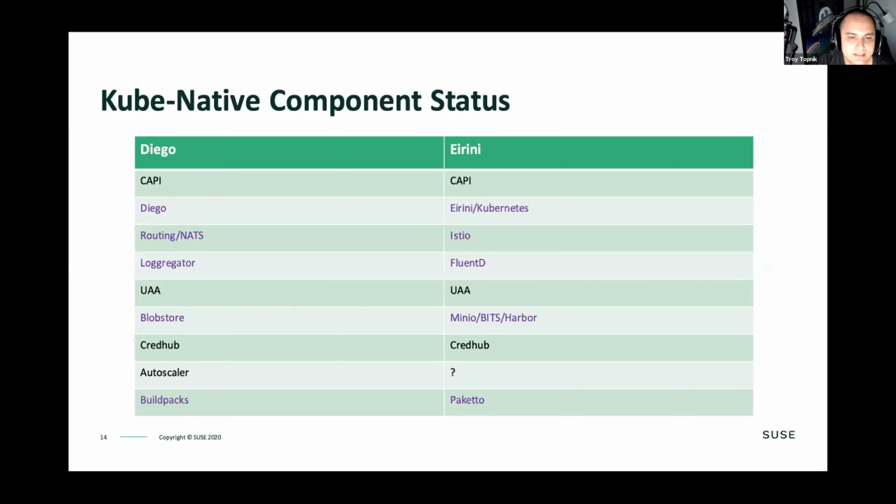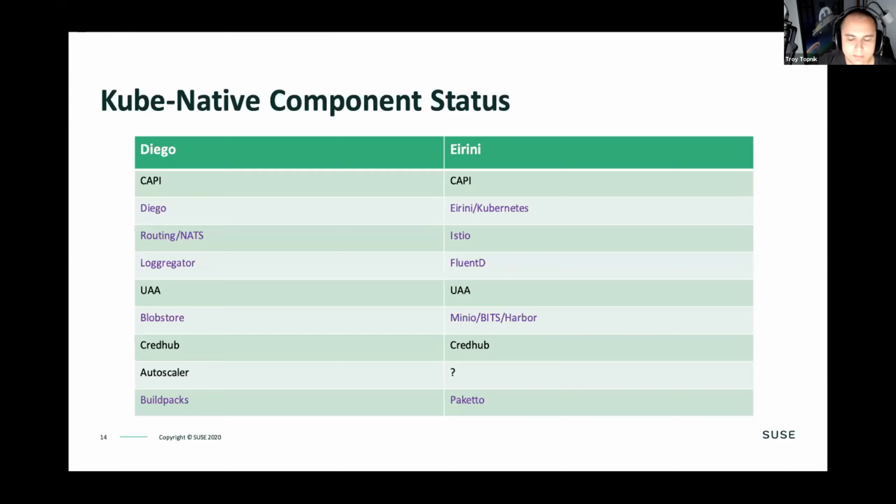Diego will be replaced with Irene and Kubernetes itself. Routing and NATs will be replaced by Istio in the Irene world. Logaggregator is being replaced with Fluentd. UAA stays UAA. The Blobstore goes away, as far as I know, in favor of things like MinIO. In our case, we still have bits, but that will go away.